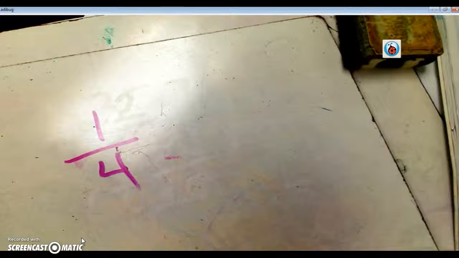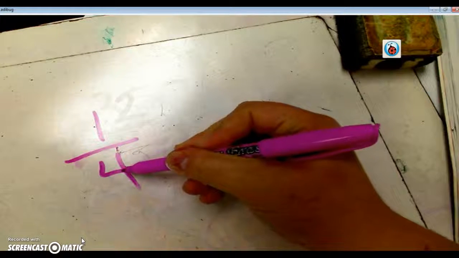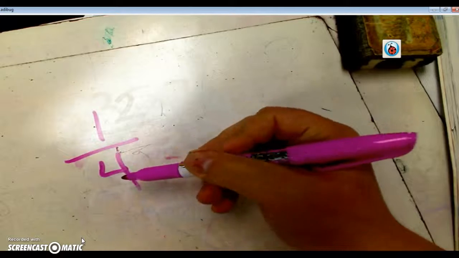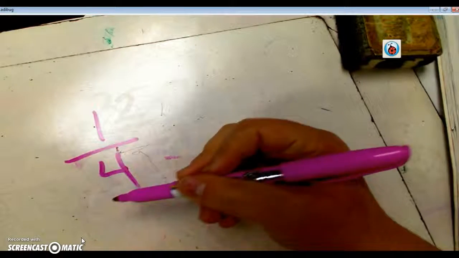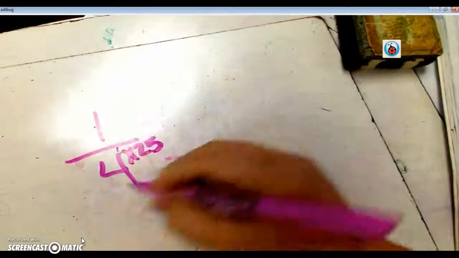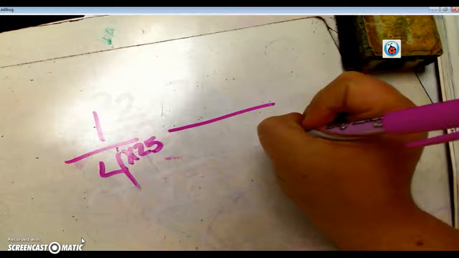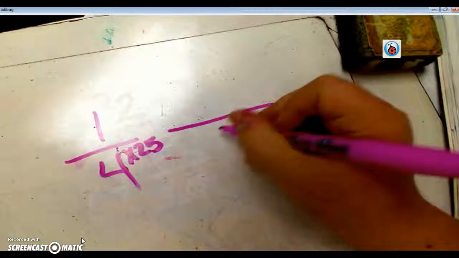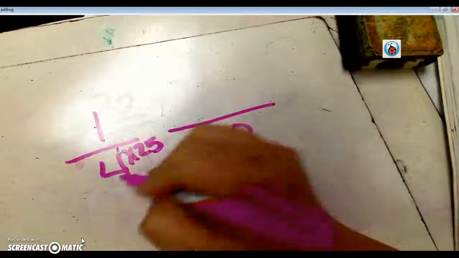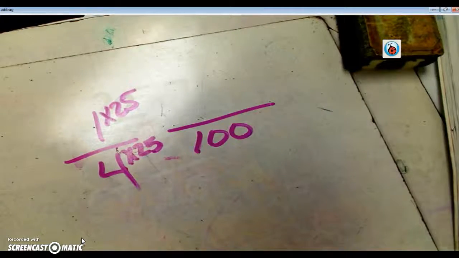I can create equivalent fractions if I know an easy way to get this denominator to 10 or 100 or 1,000. Okay? I could create equivalent fractions. 4 times 25 is... If I have 4 quarters, I have, okay? And if I take the bottom times 25, I have to take the top times 25, right? What's 1 times 25?